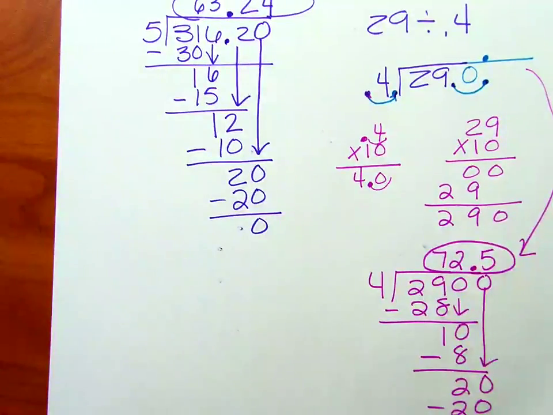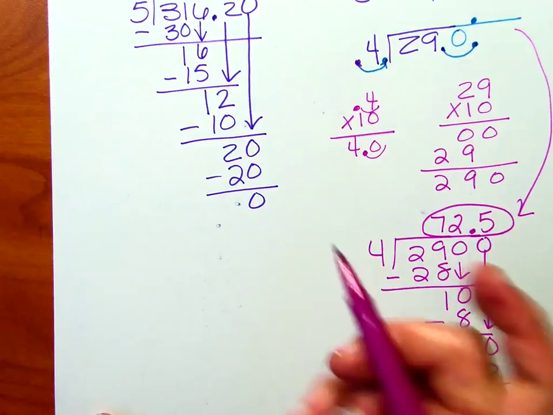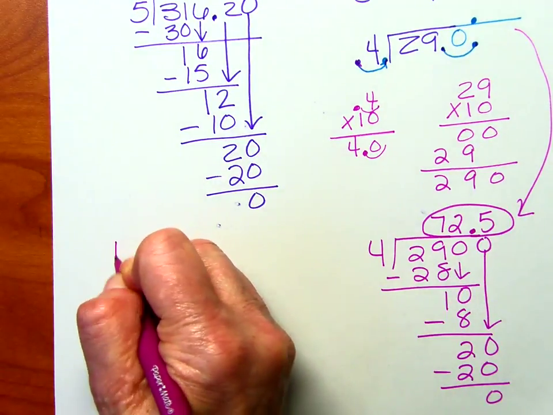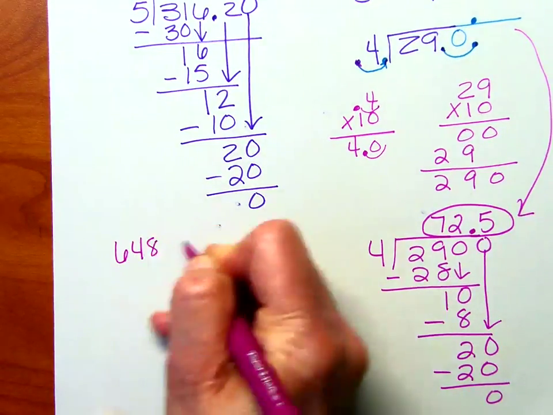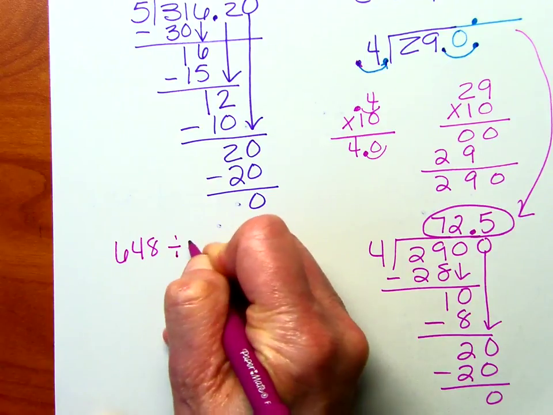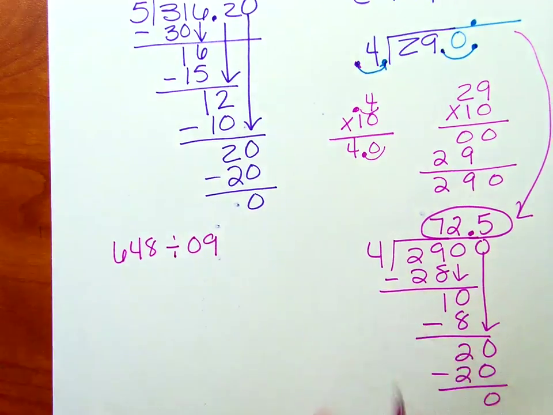Let's go ahead and do one more. Let's say we have 648 divided by 9/100. Now I imagine the number is going to be pretty big. 9/100 is a very small number, and 648 is kind of a big number.